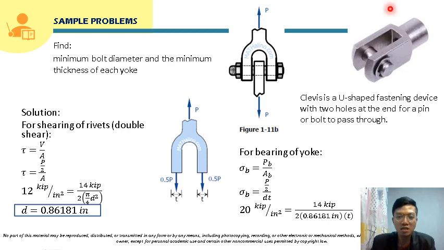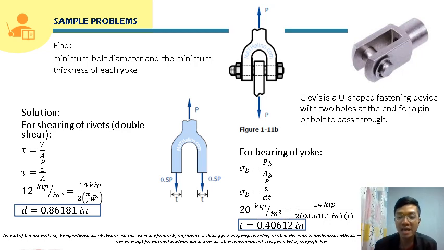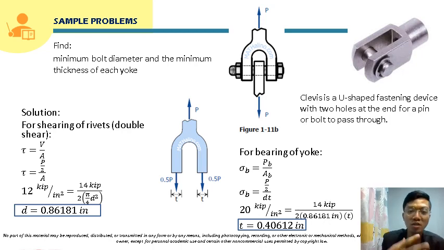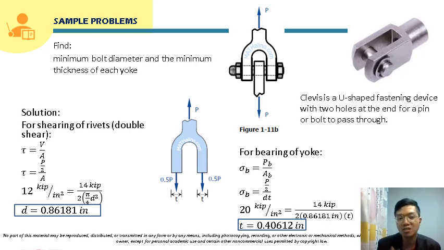Solving for the thickness, that will just be 14 over 20 times 2 times 0.86181. So the thickness here will be 0.40612 inches. This will now be the answer for the minimum thickness of each yoke. So these are now the answers for this problem: the minimum bolt diameter is 0.86181 inch, and the minimum thickness of the yoke is 0.40612 inch.